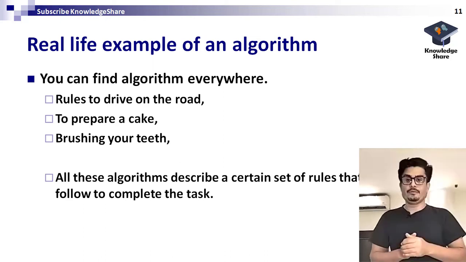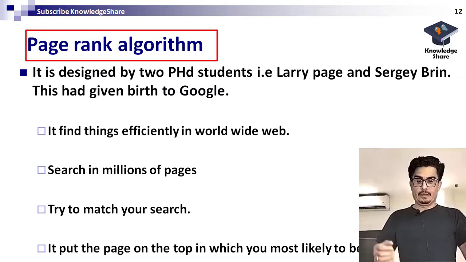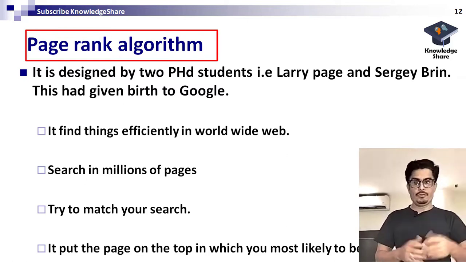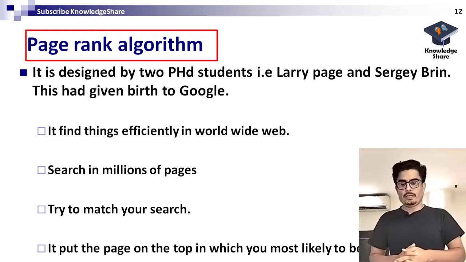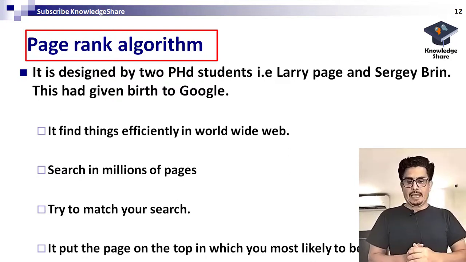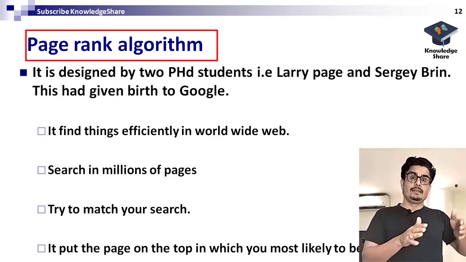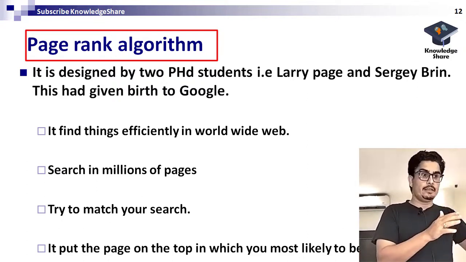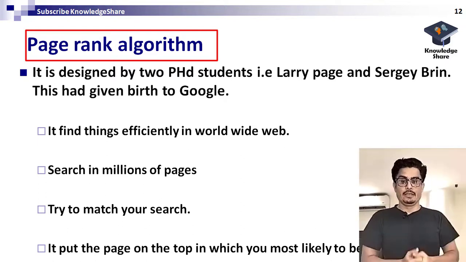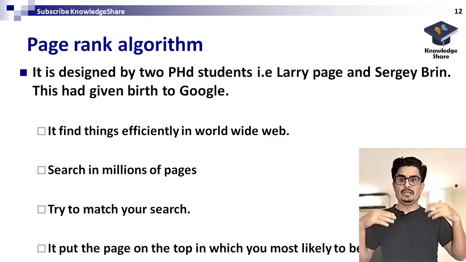So what I told you is that I will discuss the PageRank algorithm, how Google search works, and for what purpose Google was introduced, and now you can see Google everywhere. This PageRank algorithm was designed by two PhD students, and it tries to find what you want to search and go on the World Wide Web, on the internet. There are millions of websites.